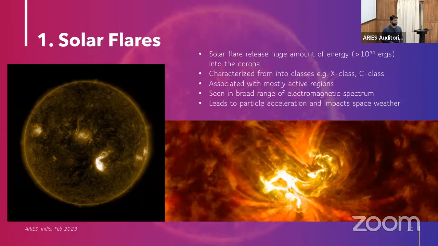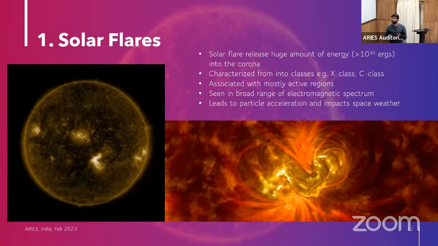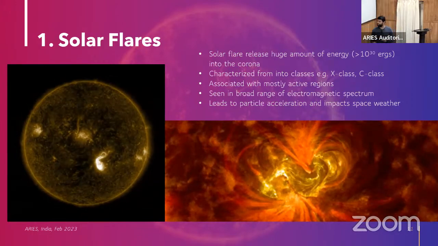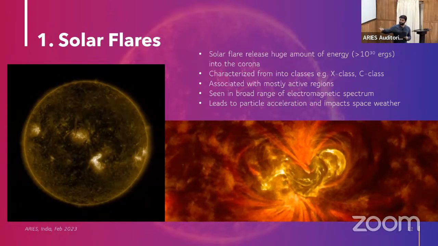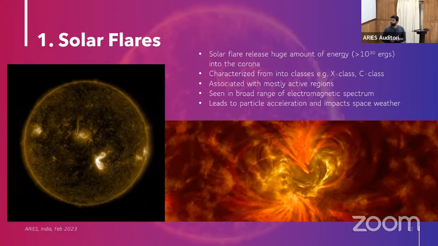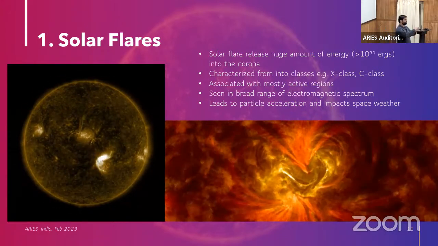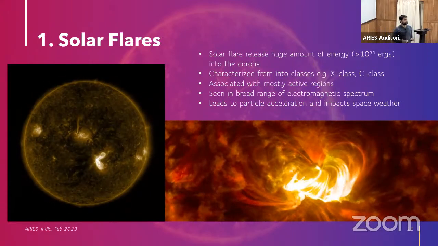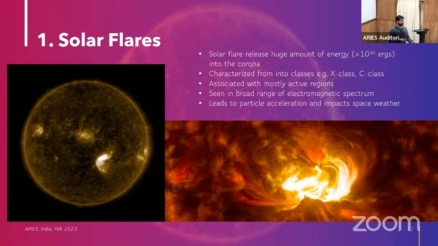Solar flares, as we know, are the release of a huge amount of magnetic energy into the corona, and so they provide a very bright signature in high energy spectral lines, for example UV. You see these images in 171 angstrom, with lots of heating happening here. Based on their brightness, different classes have been defined, from X class, which are the brightest flares, to the C class, which are intermediate. And these are mostly associated with active regions.